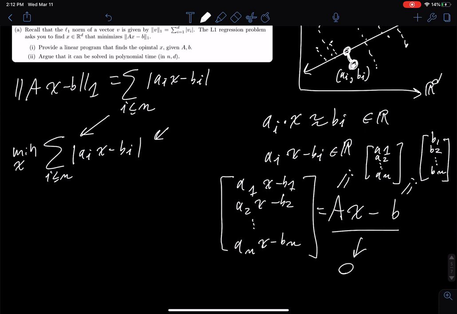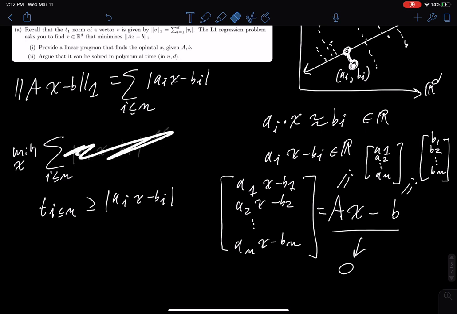What we're going to do is define what are called slack variables. We're going to take t_i's, one for each i from 1 to n, and we want t_i to be greater than or equal to the absolute value of a_i x minus b_i, because then our objective function becomes something linear. Our objective function just becomes the sum of the t_i's, which we can also express as the all-ones vector dotted with t. So now we've obtained a linear objective function.